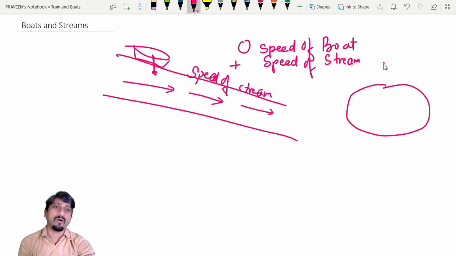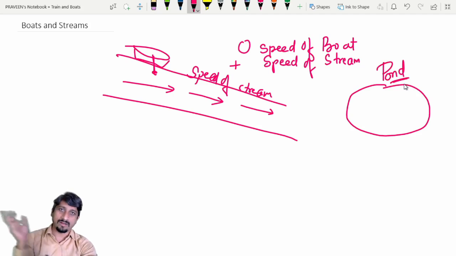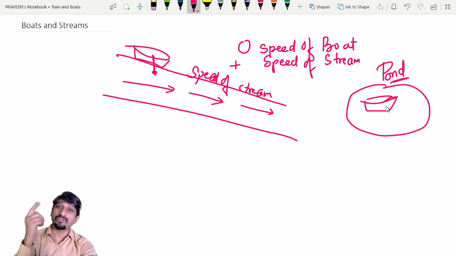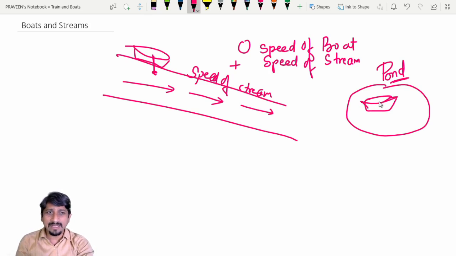So this is a pond, or we can say still water, right? If you put a boat here, will it run? It will not run. It has to have its own speed. Somebody has to row it, or there has to be a motor which will run it. So when we run this boat in still water, it will run at the speed of the boat.